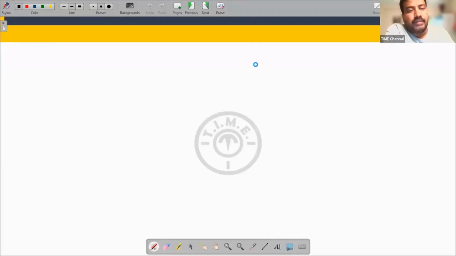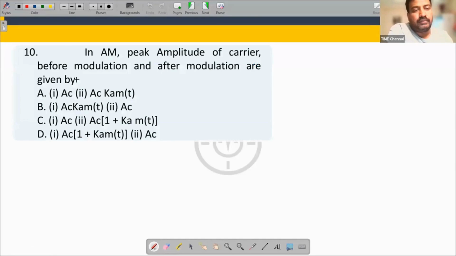We'll continue doing some more problems. So try and solve this question. In AM, peak amplitude of carrier before modulation and after modulation are given by.